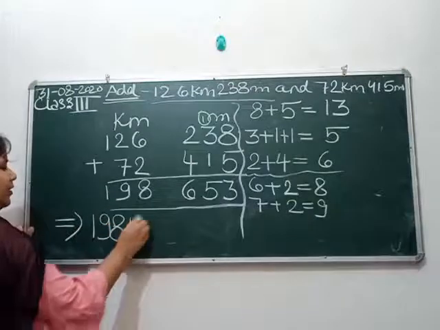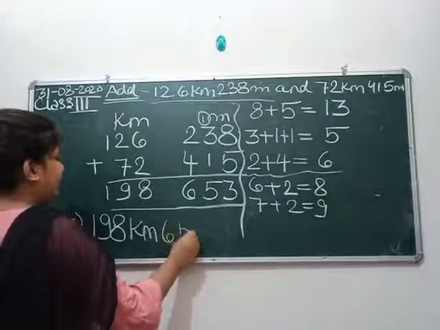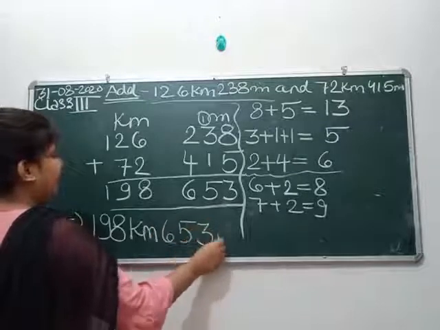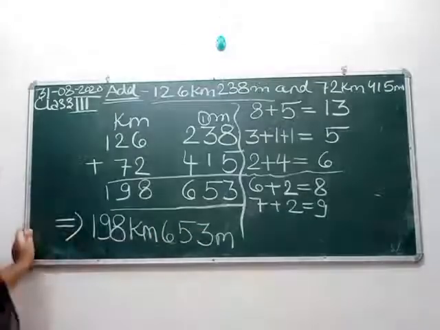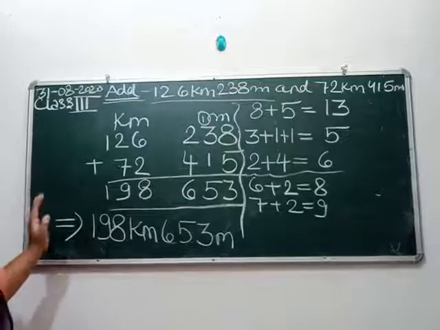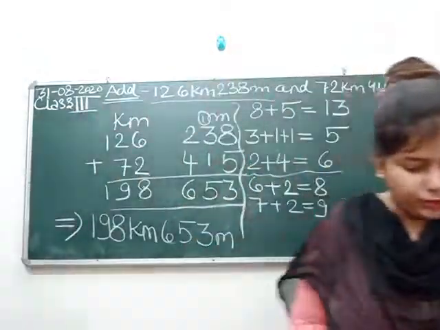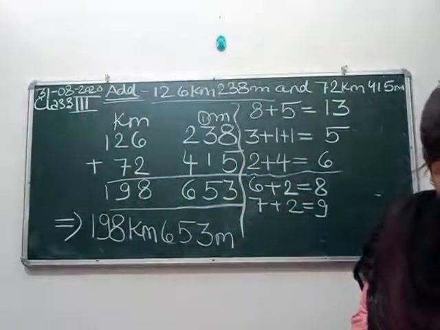198 kilometer, 653 meter, like this. So like this we will solve the question which contains both kilometer and meter, which contains 2 units. So this is the way of solving the question.